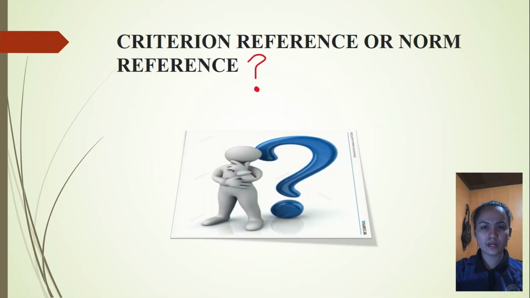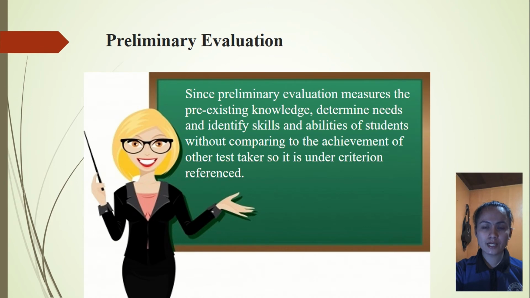Now let's identify whether the following evaluations are criterion reference or norm reference. First is the preliminary evaluation. Since preliminary evaluation measures the pre-existing knowledge, determines needs, and identifies skills and abilities of students without comparing to the achievement of other test takers, it is under criterion reference.